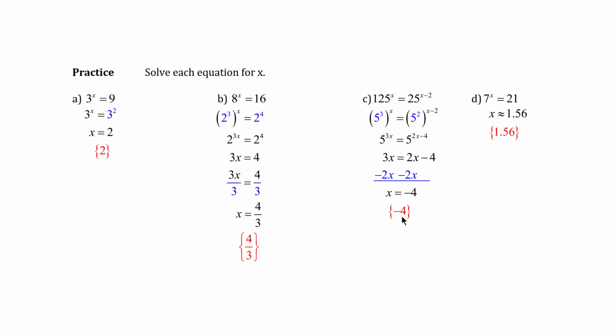Moving on to part D, it's not possible to rewrite 21 as an exponent with a base of 7, and it's not possible to rewrite 7 as an exponent with a smaller base. In this case, you need to use a graphing calculator to solve this problem. So for this problem, after rounding to 2 decimal places, I got that x is approximately equal to 1.56. So the final answer in set notation is curly bracket 1.56 close curly bracket.